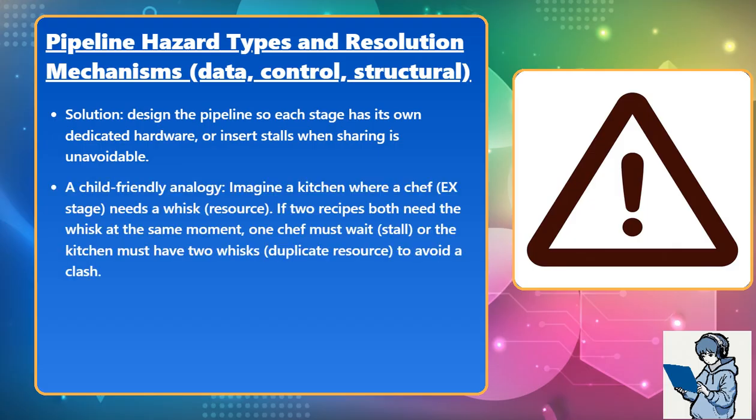A child-friendly analogy: imagine a kitchen where a Chef X stage needs a whisk resource. If two recipes both need the whisk at the same moment, one chef must wait (stall), or the kitchen must have two whisks (duplicate resource) to avoid a clash.